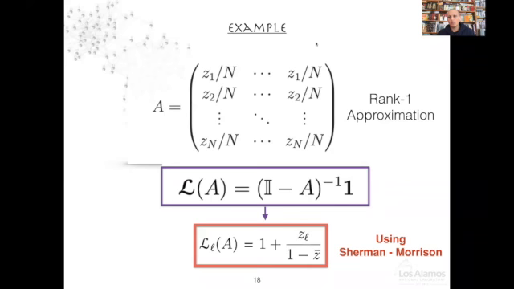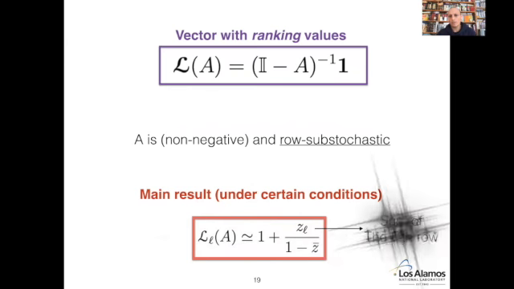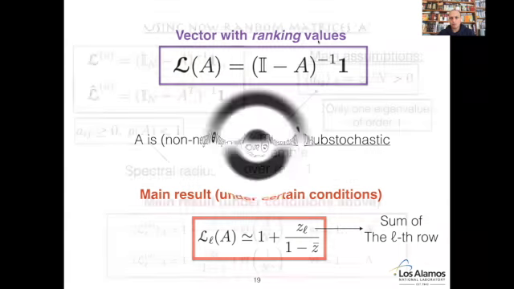And what we have proven is that, in fact, this ranking here is much more general and is robust in a sense that we'll see in a second. But essentially, if A is substochastic and non-negative, this is a good approximation for the ranking given by the matrix, provided that ZL is the row sum of the matrix you want to invert.